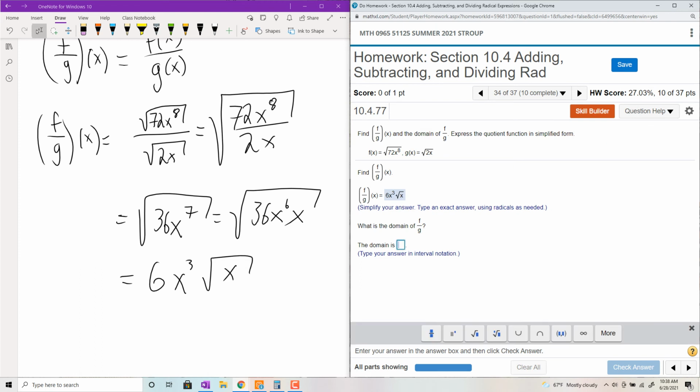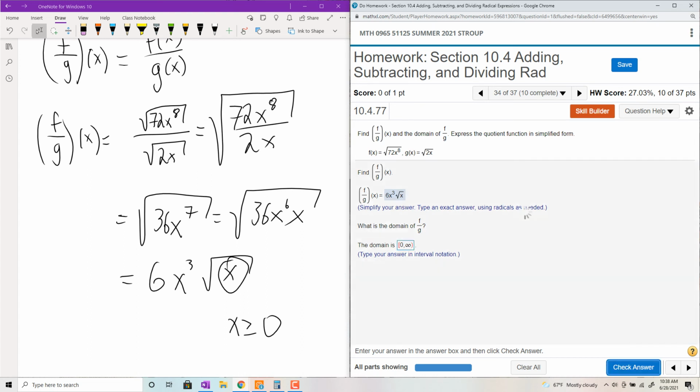Okay. What is the domain? So because we have a square root of x, I need x to be greater than or equal to 0. So everything from 0 on, including 0. So you square bracket 0, comma, infinity, or inft. I don't know what I did wrong.